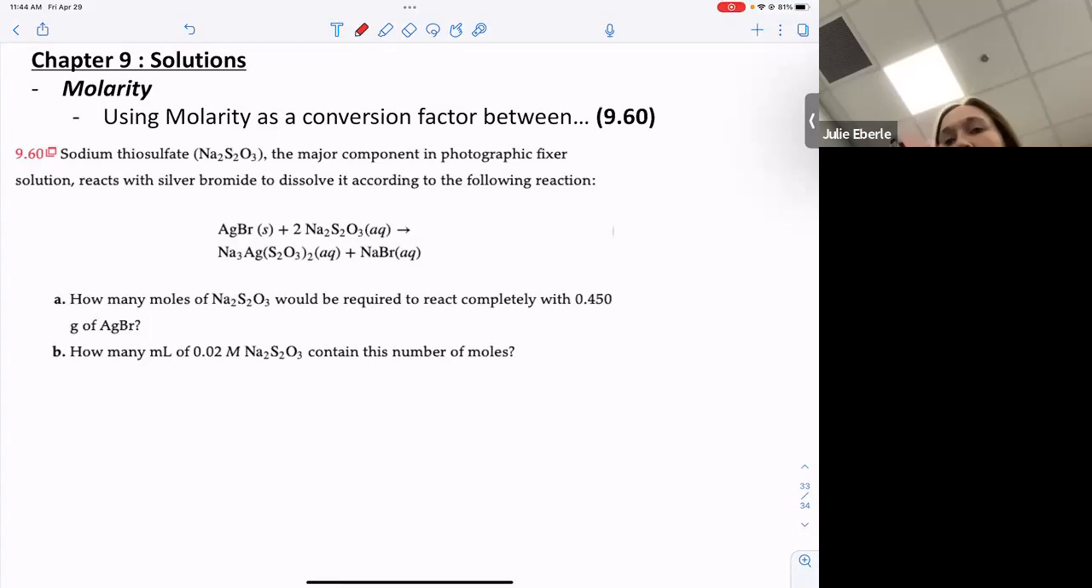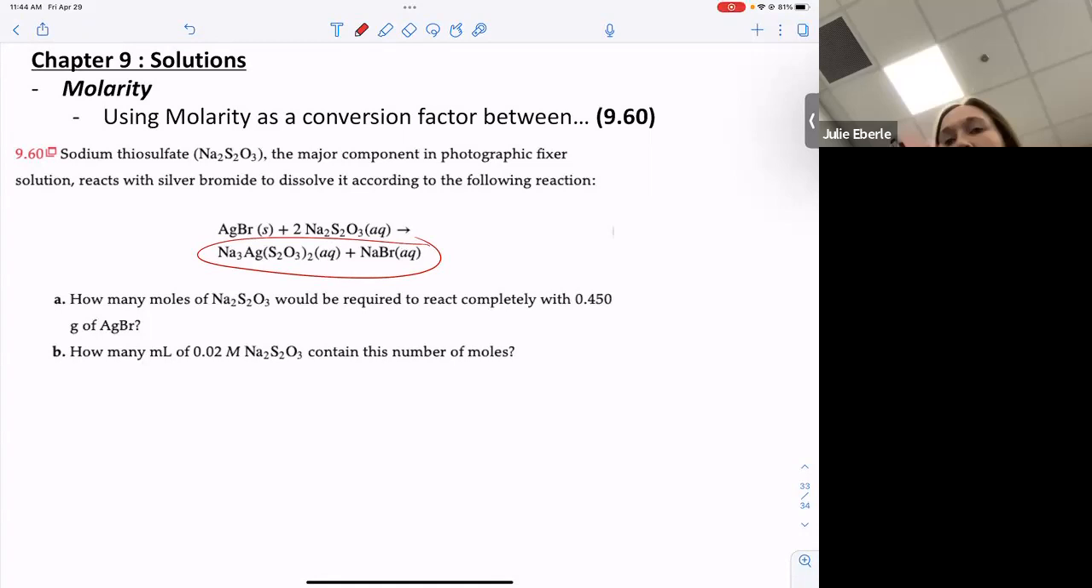So it says sodium thiosulfate, the major component of photographic fixer solution. This must be back forever ago because we don't develop pictures like this anymore. I don't know, maybe diehards do. It reacts with silver bromide to dissolve it according to the following reaction. Okay, so it gives you this reaction. It's kind of confusing. These are your products. I think for space purposes, it just did not write those on the other side of the arrow.